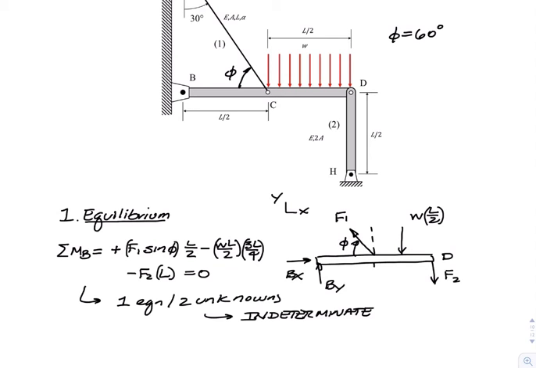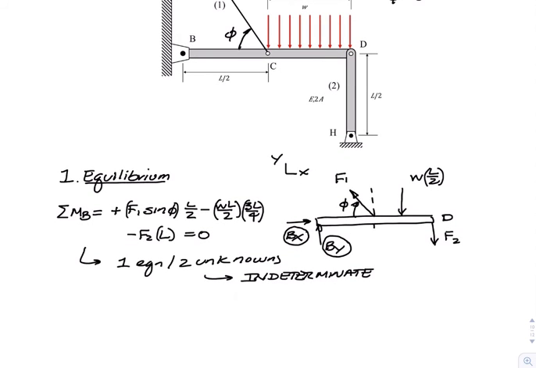You might ask, why didn't I write down the summation of forces in y? Well, I could get an additional equation, but keep in mind that I would end up with an additional unknown there of By, nothing gained. I could also write down a summation of forces in x, but again, I would come up with one more equation with an additional unknown of Bx. So basically, my simplest form here is just to use the moment equation.